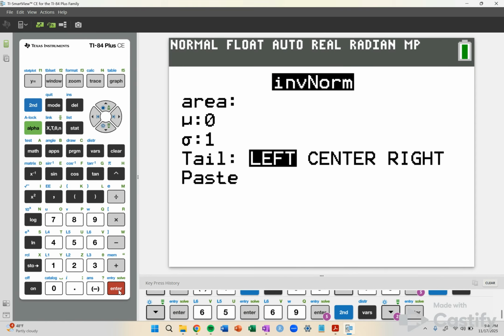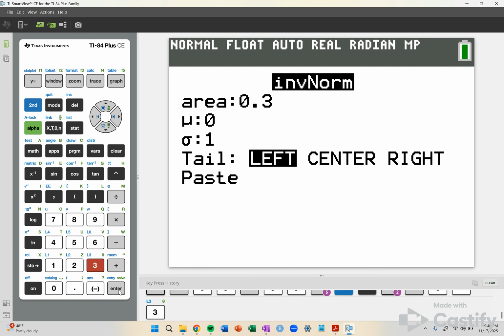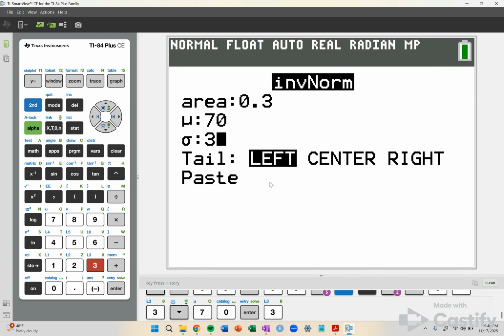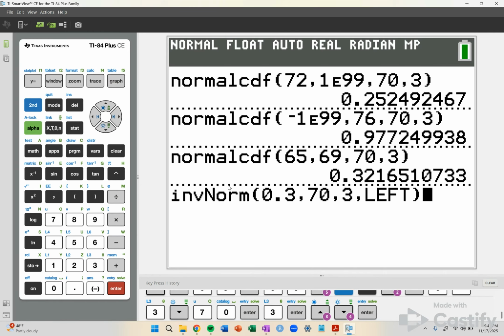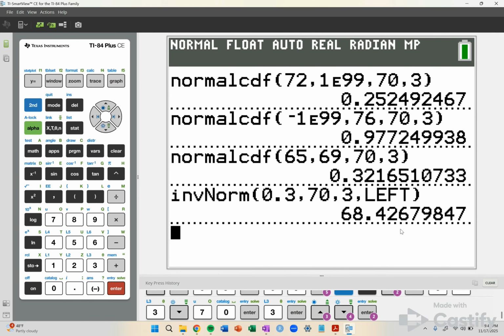So for example, if we wanted to find the value in our normal distribution that has, let's say, 30% of men shorter than it, we would enter our area of 0.3, mean of 70, standard deviation of 3. Left, right? Tail left means area to the left. So the value that has an area of 0.3 to its left is 68.4. So 30% of men are 68.4 inches or less.